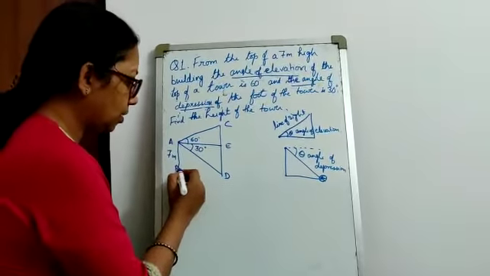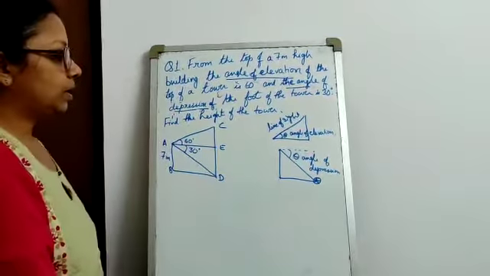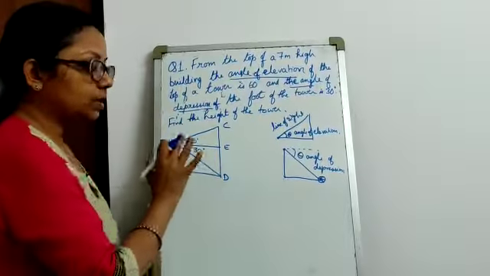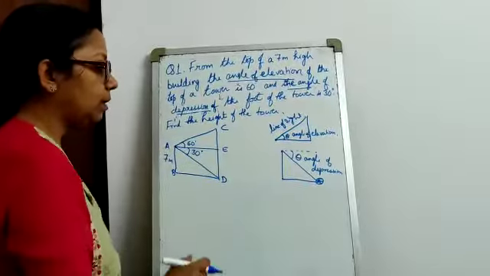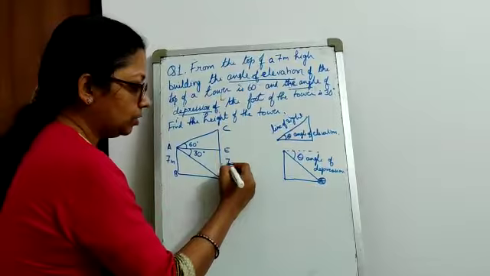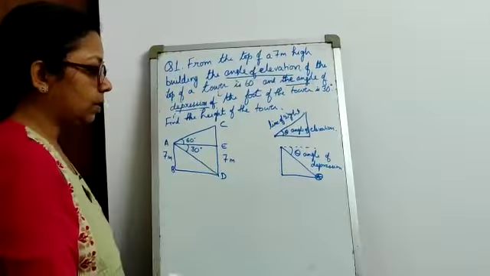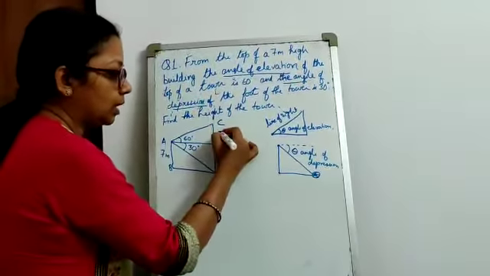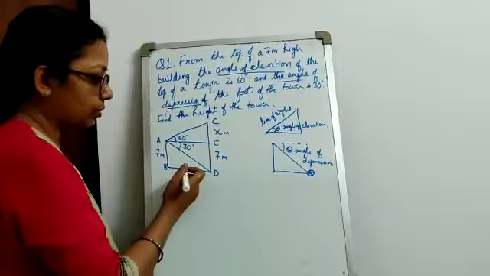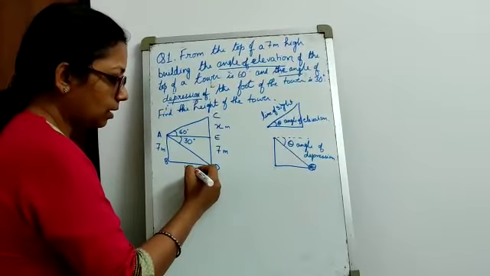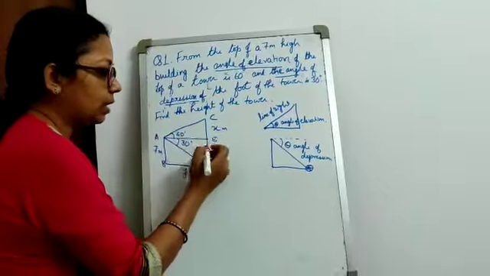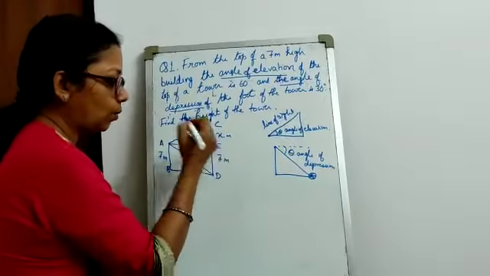I connect the bottom of both the tower and the building. This is my question. Now from this figure, some conclusions we can make. AB is equal to ED, so I'll write here 7 meter. This part is unknown, we can name it X meter. This part is also not known to us, so we can write this as Y meter. As I can see, AE is equal to BD, so the length of BD is also taken as Y meter.